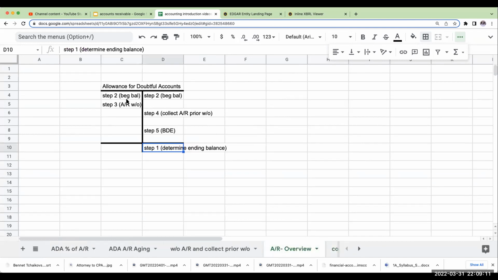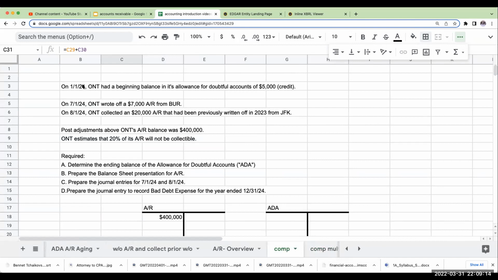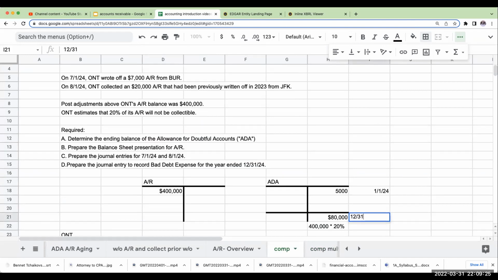Let's go ahead and do our step two. In step two for this question, we're going to input our beginning allowance for doubtful accounts balance. Our beginning balance in the allowance for doubtful accounts was a $5,000 credit on 1/1/24. Now, let's deal with these other parts. We're going to prepare the journal entries for July 1st and then for August 1st. Really important: even though we are adjusting accounts receivable, this AR balance is post-adjustment. So when we're doing these, we're only going to be dealing with the allowance for doubtful accounts. Let's get it started.